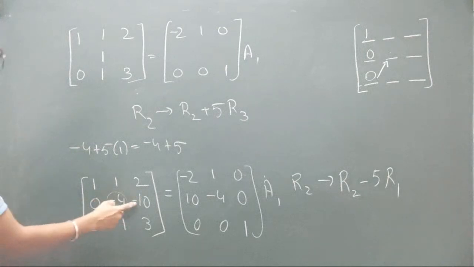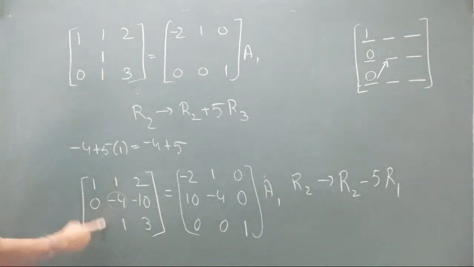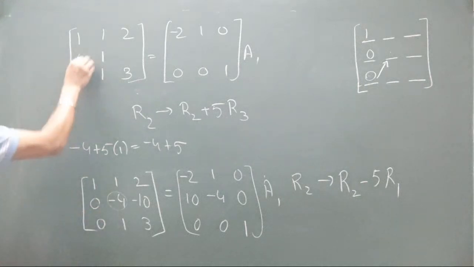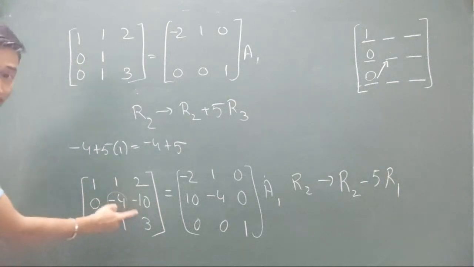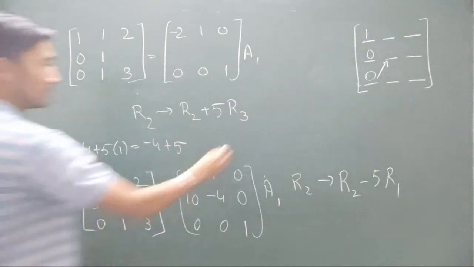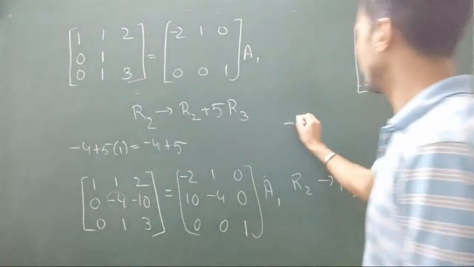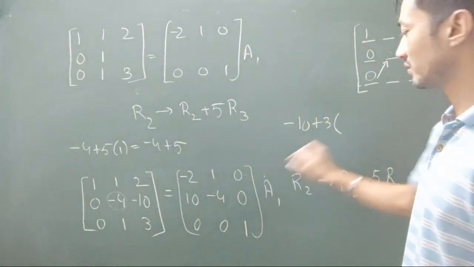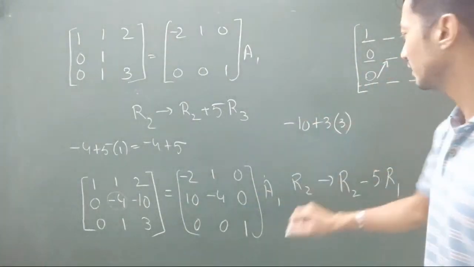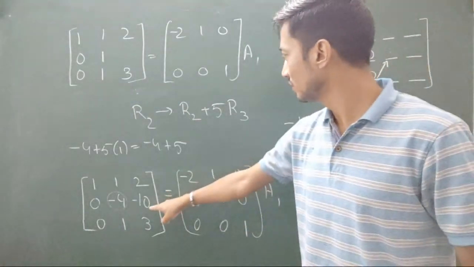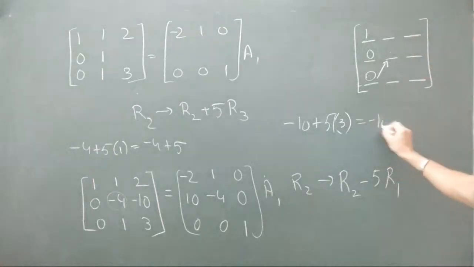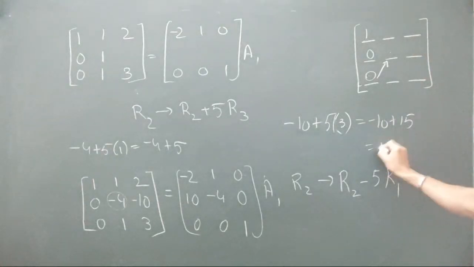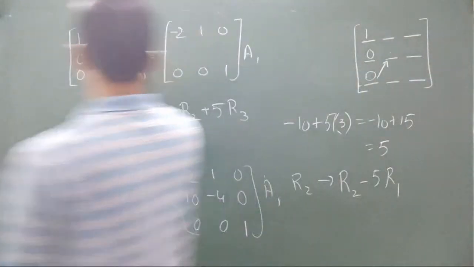R2 plus 5 times of R3, and 0 won't be affected, isn't it? Because it's 0 plus 5 times of 0, still 0. This of course will affect, but that's not what we are converting now, so no problem. So minus 10, R2 minus 10 plus, not 3 times, 5 times of R3. So minus 10 plus 5 3s are 15. So this will be 5.